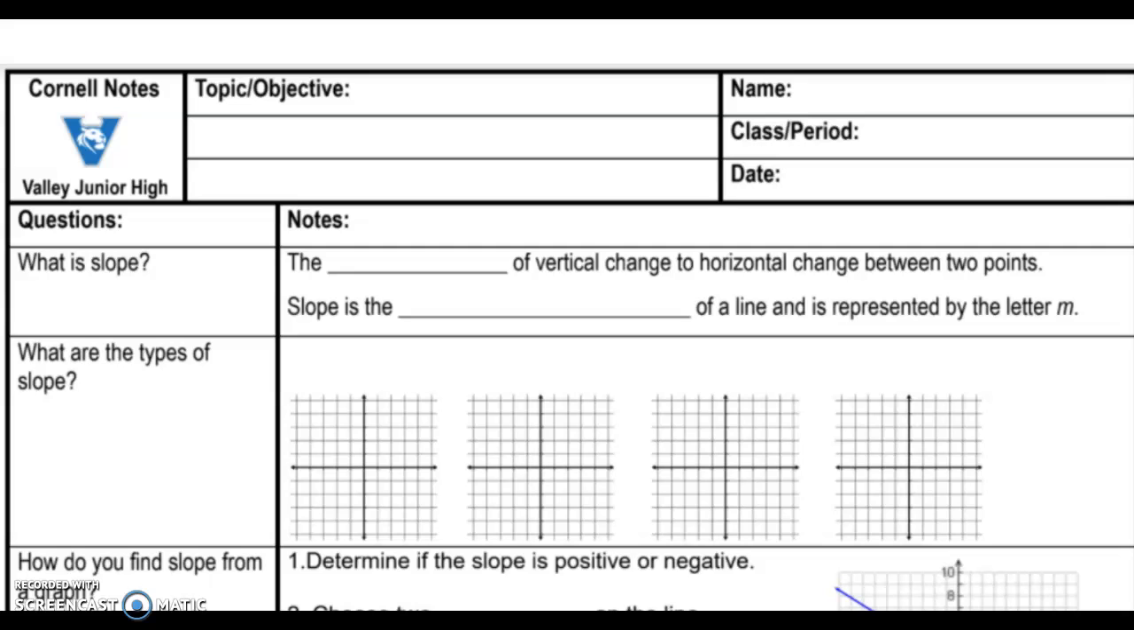All right, guys. Hey, today you're going to look and take some notes on slope and write a summary and submit it. And it's a pretty easy day, but do pay attention.